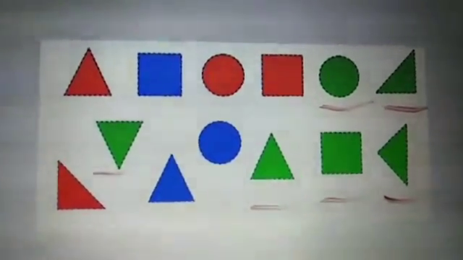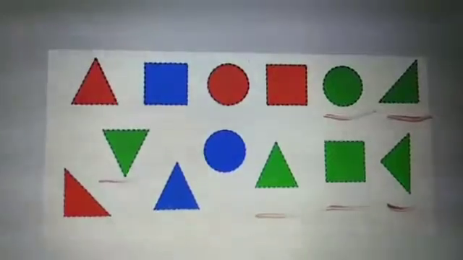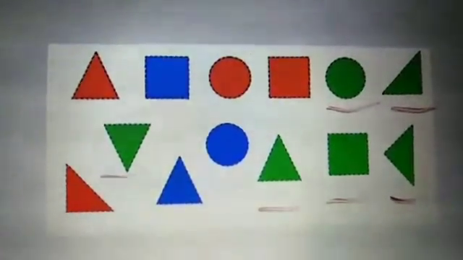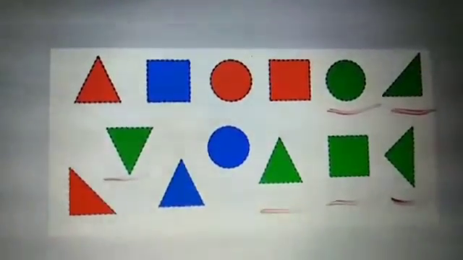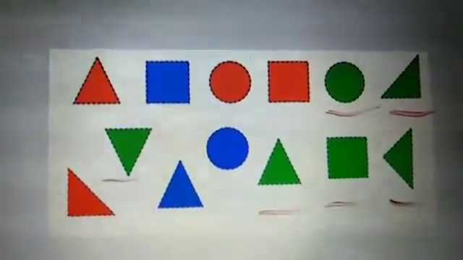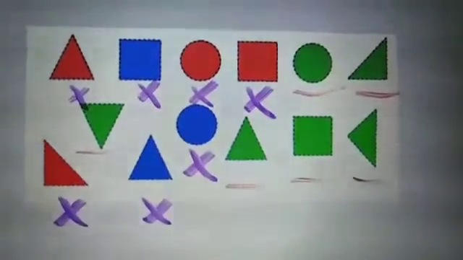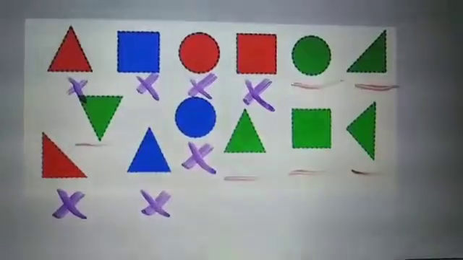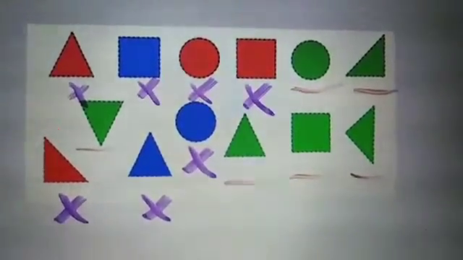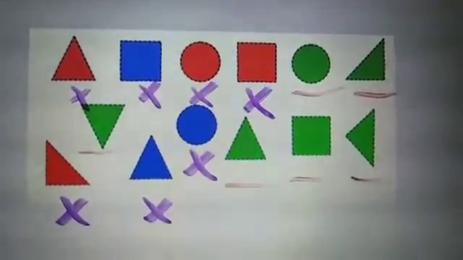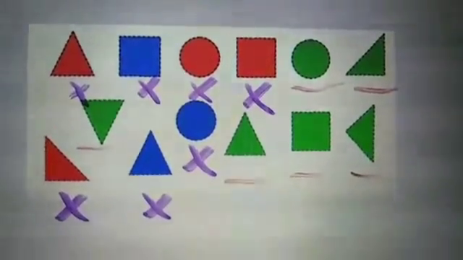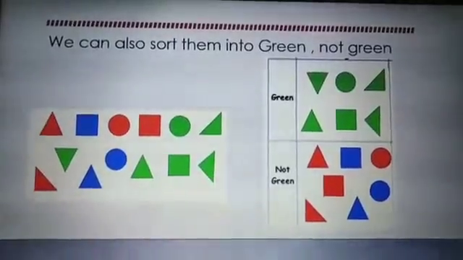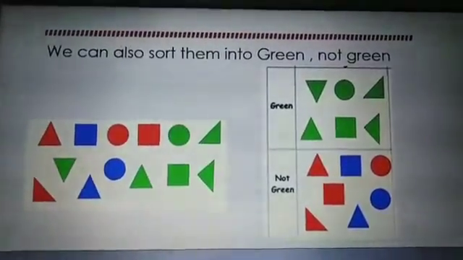Now, the second group has to be not green. All other shapes are not green. So in the second group, we have to draw all other shapes that are not green. So in the first group, green. In the second group, not green. Here are the correct answers. So as we said, the first group will be for green shapes, second group will be for shapes that are not green.